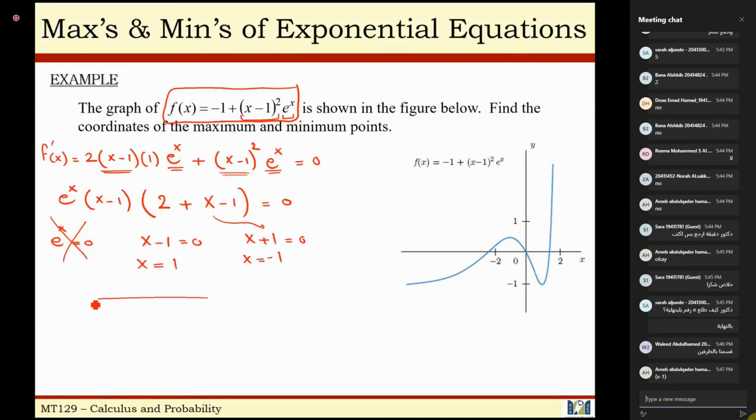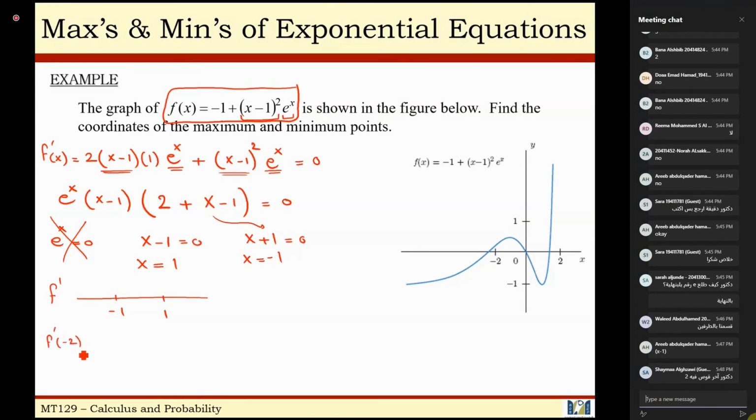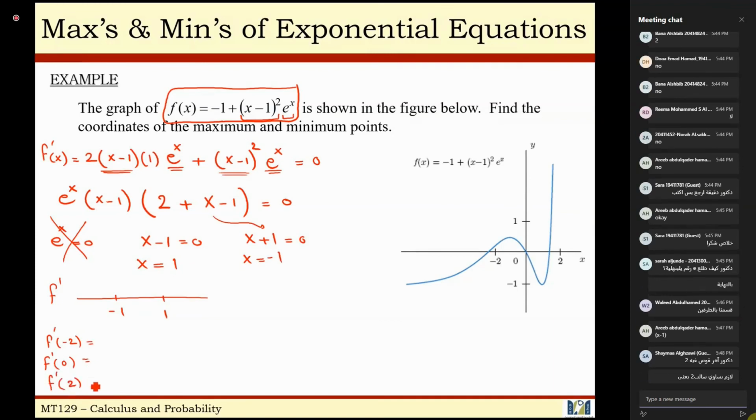We can put them on the real line of f prime, and we need to find the sign of f prime. We can substitute in f prime at minus 2. We can substitute at 0. Also, we can substitute at 2, x equals 2, just to find the sign of f prime in the three regions.